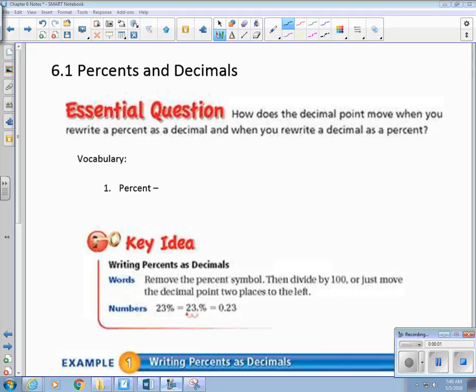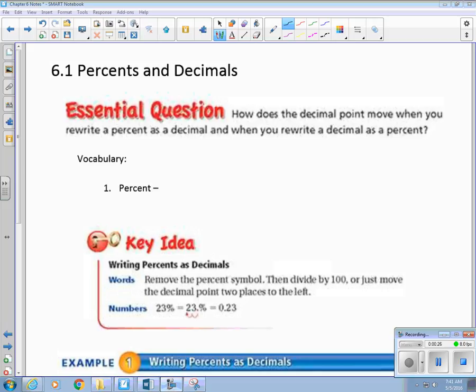Today's lesson is Chapter 6, Lesson 1, Percents and Decimals. Our essential question for this lesson is, how does the decimal point move when you rewrite a percent as a decimal and when you rewrite a decimal as a percent? You've probably learned this in the past, so this is probably just a review lesson, but let's go through this anyway. Our only vocabulary word for this lesson is percent. So that's a good place to start.